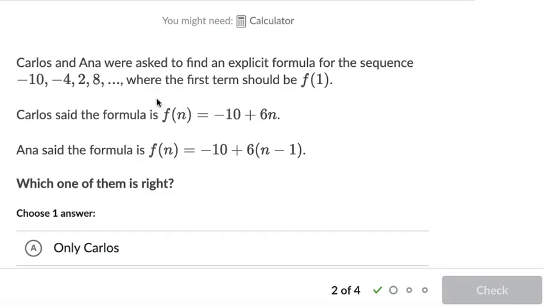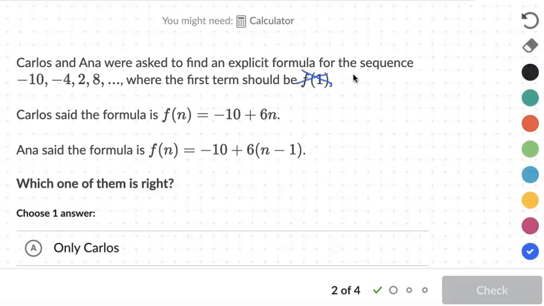Okay, this question is set up a little bit differently. Carlos and Anna were asked to find an explicit formula for the sequence negative 10, negative 4, 2, 8, and so on, where the first term should be f sub 1. So we want the first term to be term number 1. That's all they're saying here.